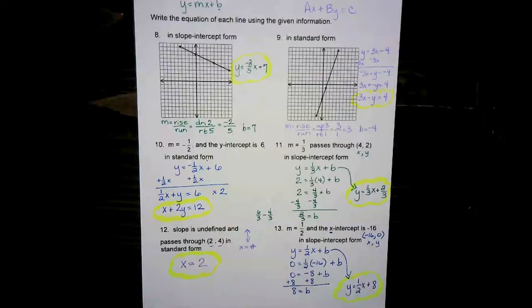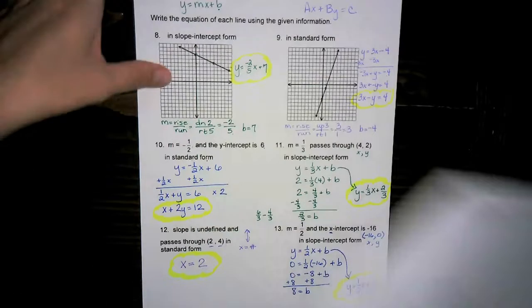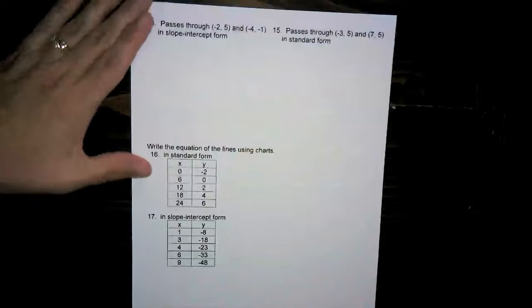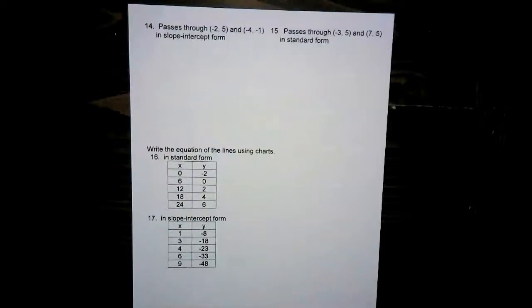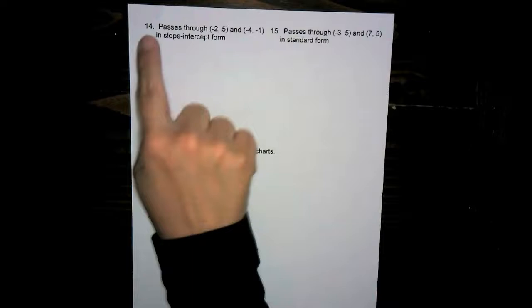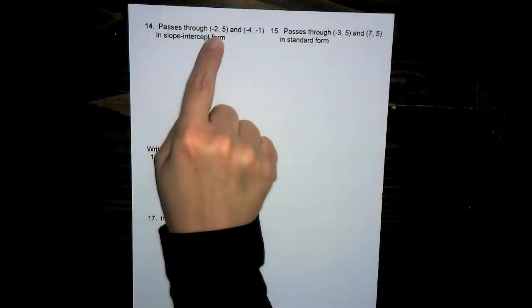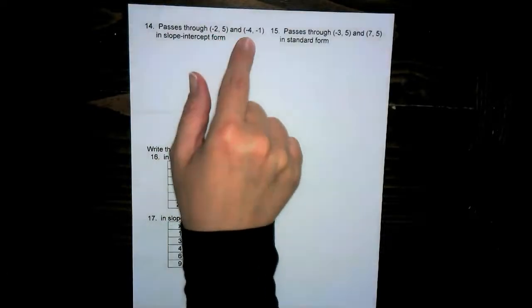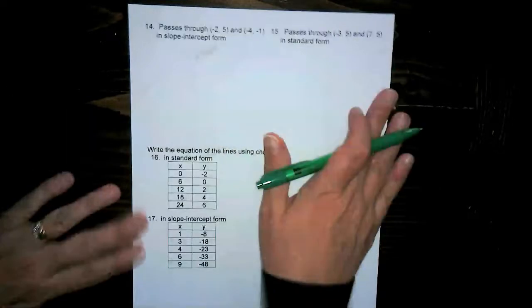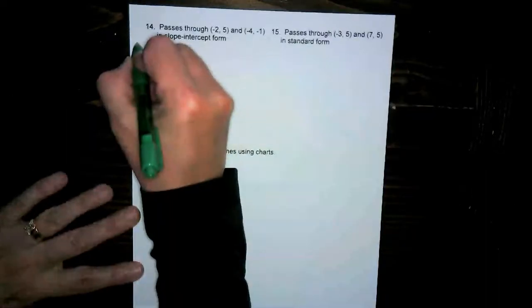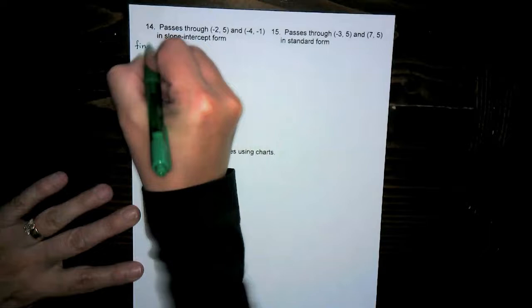All right, a few more because I'm trying to give you one of every type. I want you to have one of every type so that you're prepared for anything that may come to you. So let's look at 14. 14 gives us 2 points. So notice we will have a point of -2, 5, and we have a point at -4, -1. So what we need is the slope. So our first goal is to find the slope.